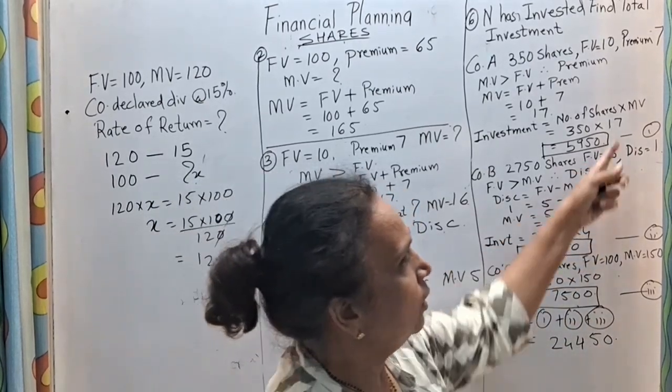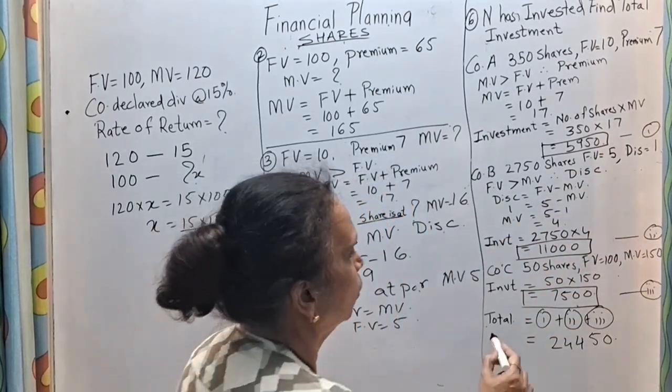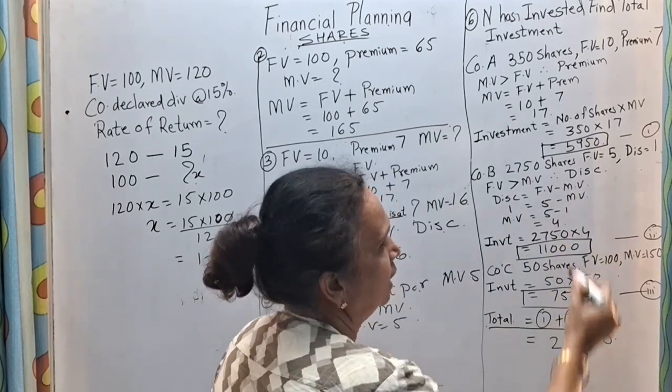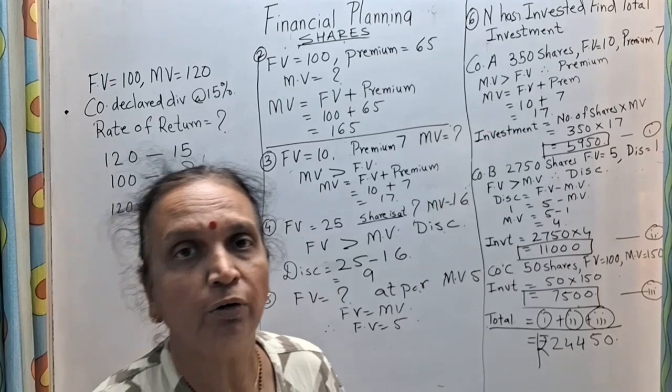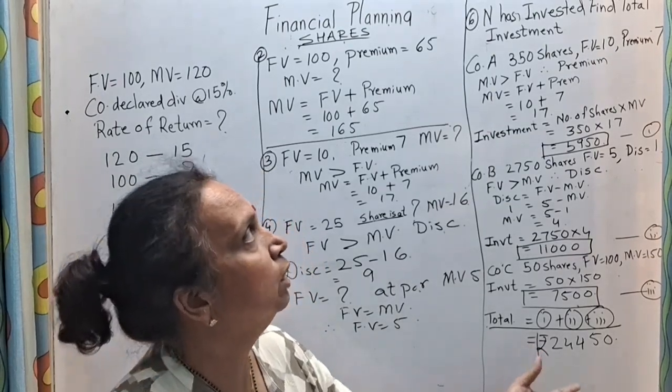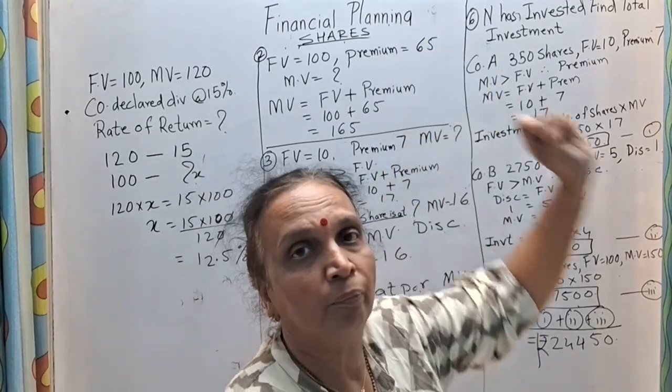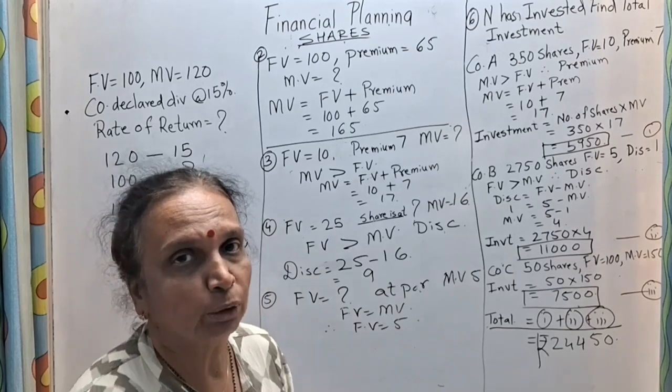So 1, 2 and 3 will be his total investment that you are adding, and you are getting rupees 24,450. This is the total amount invested by Mr. N. Okay, now we'll see a few more sums.